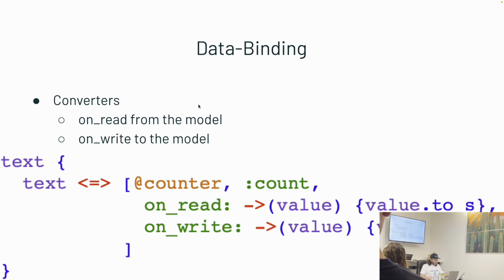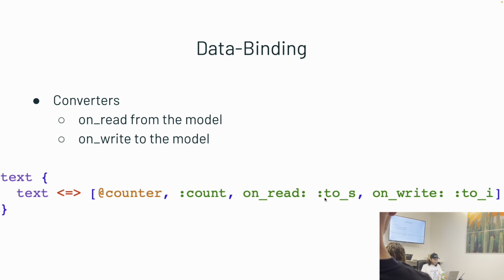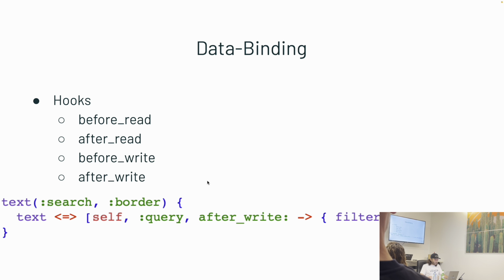Anyway, so we already saw converters. You can have an on-read or on-write converter. You can either pass it a Ruby block like that, or you can use the symbol syntax that's familiar in Ruby. There's hooks, like before read, before write, after write. The most useful one I would say is after write. So after I write something to the model, I might want to filter and paginate the table, because this is a query term. So after I update the query attribute, I want to filter and paginate the table.